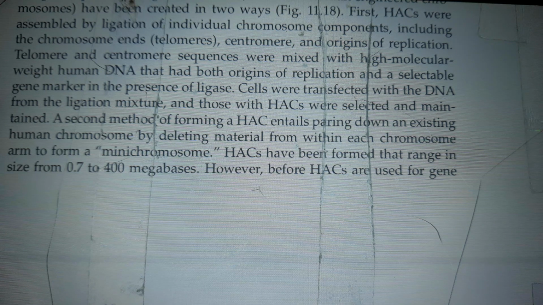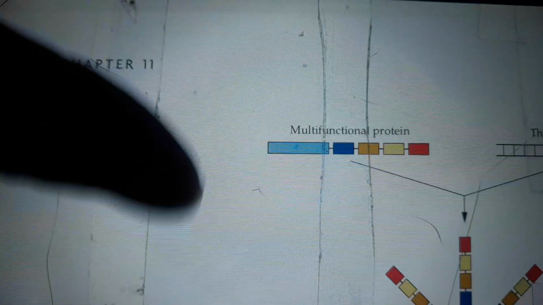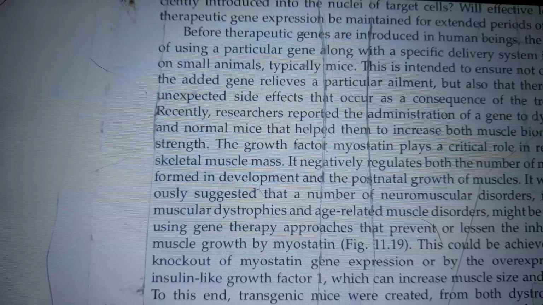A second method of forming a HAC entails paring down an existing human chromosome by deleting material from within each chromosome arm to form a mini chromosome. HACs have been formed that range in size from 0.7 to 400 megabases. However, before HACs are used for gene therapy, certain issues must be addressed. For example, will HACs be efficiently introduced into the nuclei of target cells? Will effective levels of therapeutic gene expression be maintained for extended periods of time?